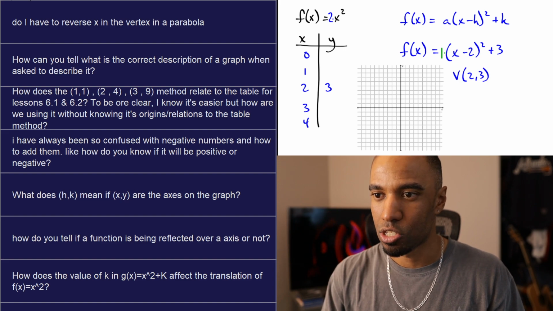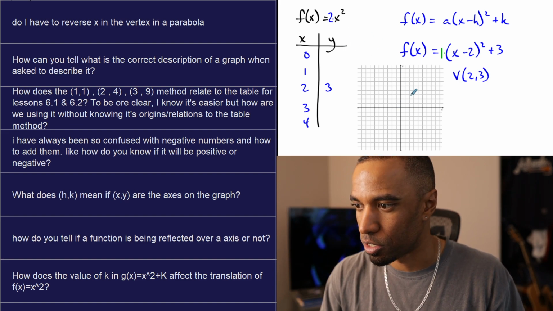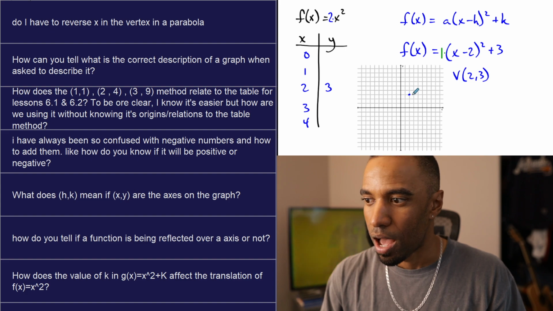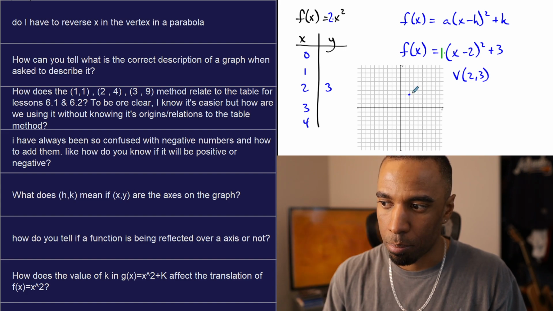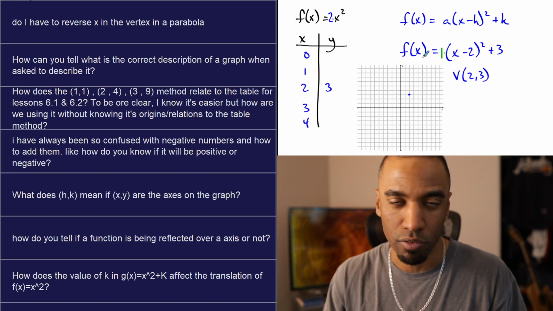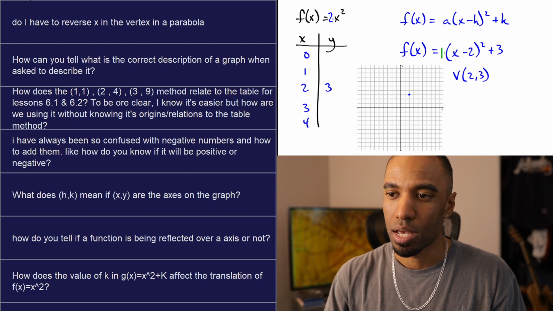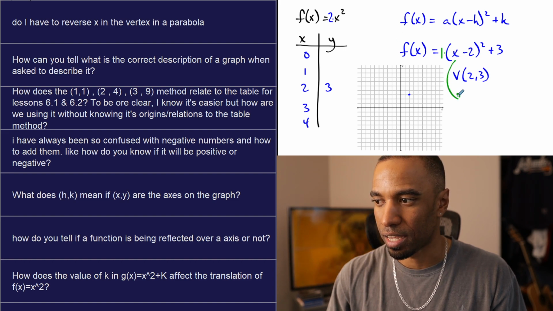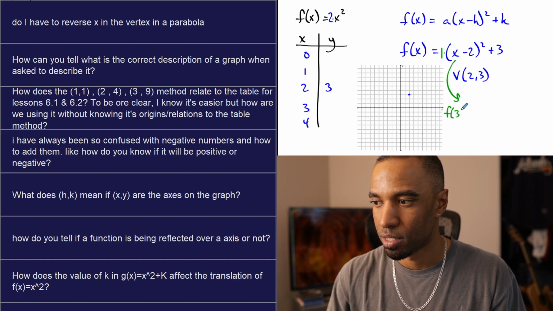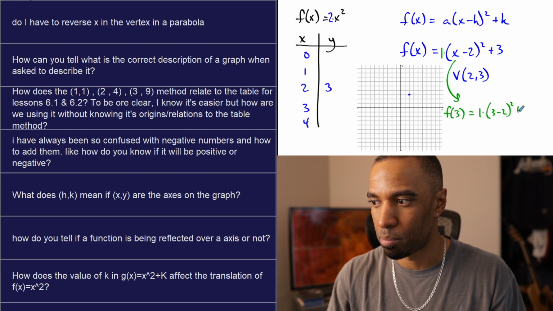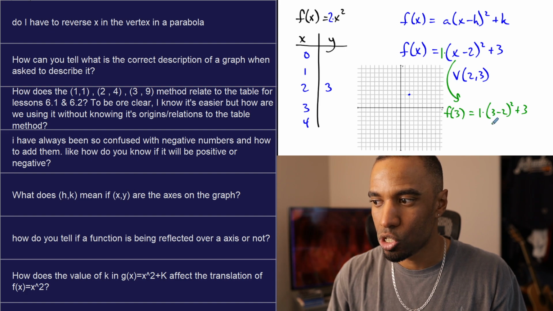So my vertex is at (2, 3), and I talk about this kind of thing here, (2, 3). I say 1 over 1 up. From the vertex, 2 over 4 up, 3 over 9 up, things like that. You might say, let's plug in 3. Now, when you substitute 3 into here for x, we get 1 times the quantity (3 - 2) squared plus 3.